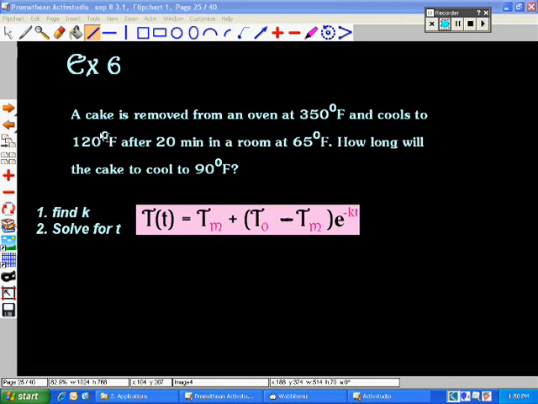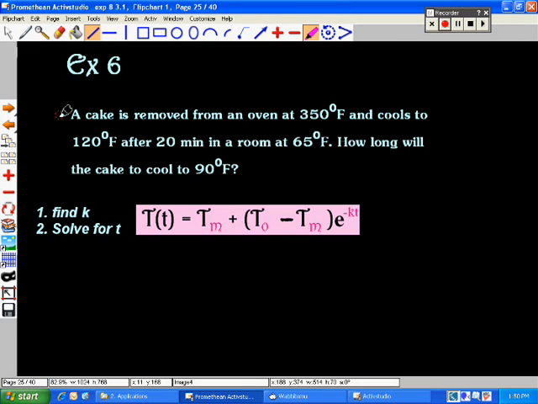So here's the problem. A cake is removed from an oven of 350 degrees Fahrenheit and cools to 120 degrees Fahrenheit after 20 minutes in a room at 65 degrees Fahrenheit. How long will it take the cake to cool to 90 degrees Fahrenheit? So our two steps: number one, find the constant k. After we do that, we can use the formula to solve for how long it takes.